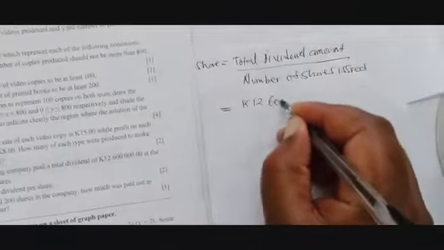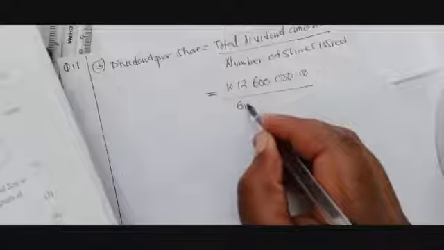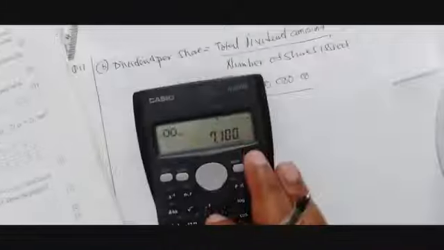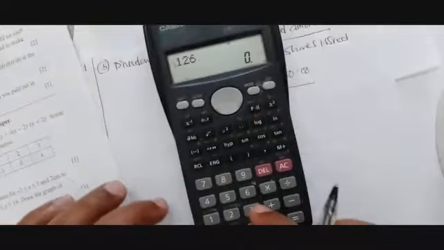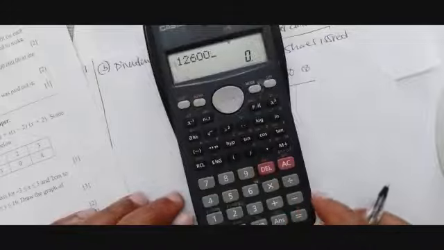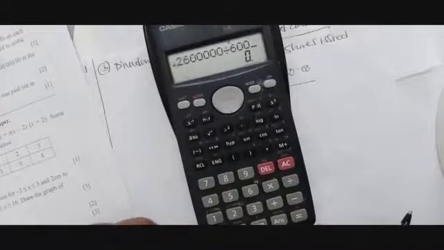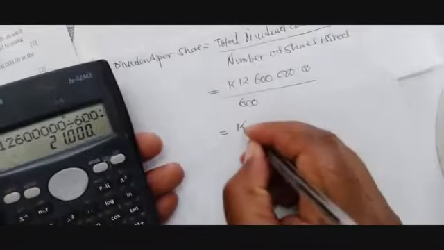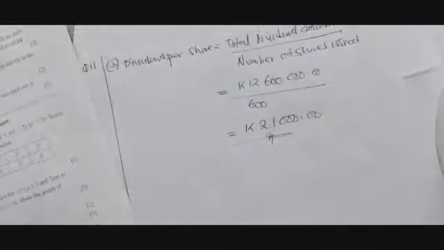12,600,000 kwacha, 0.0 ngwe, on how many shares? 600 shares. All right, so you're going to say the answer here is equal to 12,600,000. Take note, so 600,000 divided, 3 zeros now, divided by 600. So you have got 21,000 kwacha, 0.0 ngwe. This was the dividend per share. All right, this is Roman numeral 1.